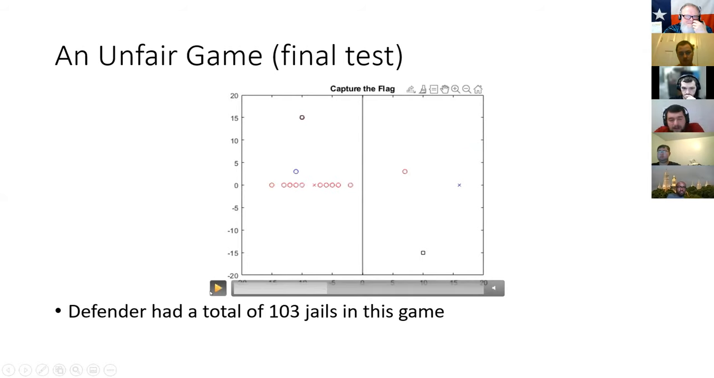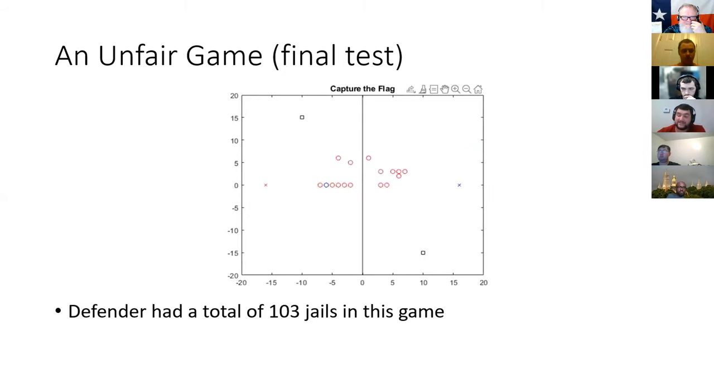I have it. And then noticing too late, the blue player attempts to chase after the flag, and then follows one final individual to tag him before he goes back to the jail. I was trying to keep track of how many times a red player was tagged in this scenario. And the blue player, although he was by himself, got a total of 103 jails against the enemy team.